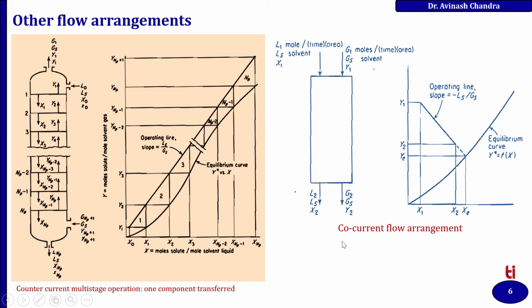For the co-current flow arrangement, the operating line will be this shape, and again in this case the operating line slope is the minus LS upon GS. The minus sign will be up here, and the separation will start from this point to this point.